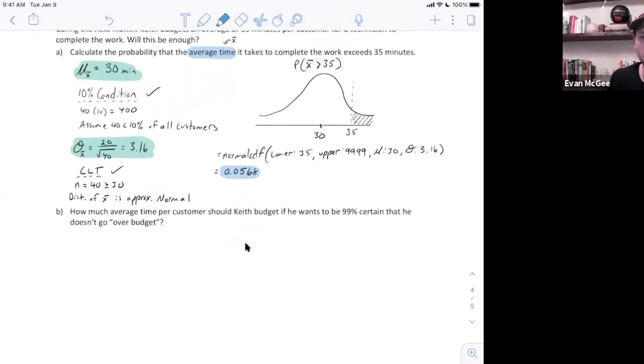In this problem, they asked us, what's the probability of getting a sample mean greater than some value? In this next problem, they're going to ask us something different. How much average time per customer should Keith budget if he wants to be 99% certain that he doesn't go over the budget? To help understand this problem, I'm going to draw out the sampling distribution, which is the same as it was here, but now I'm going to label 3 standard deviations above and below the mean.